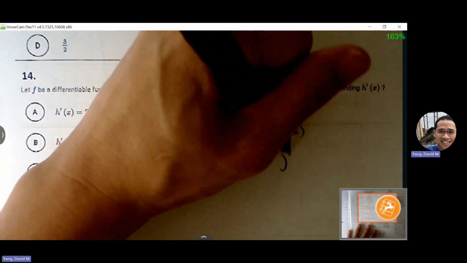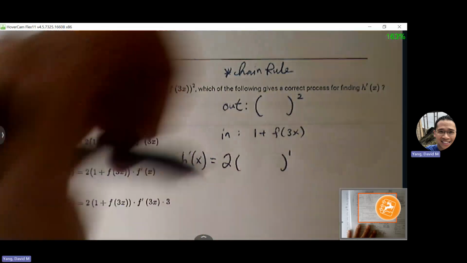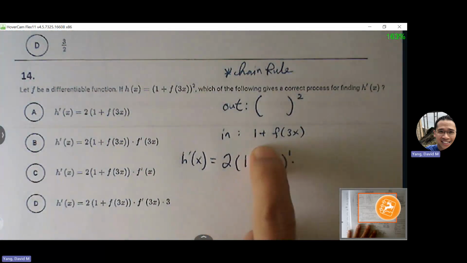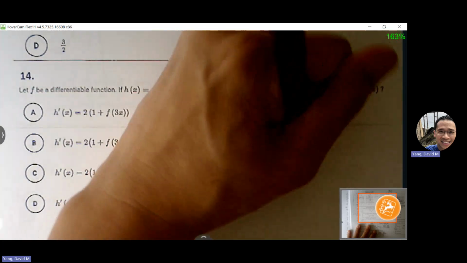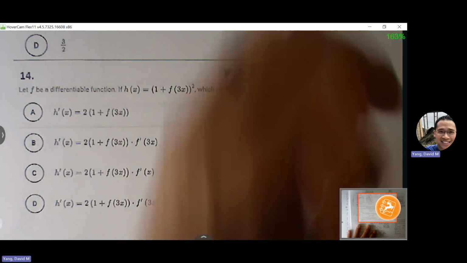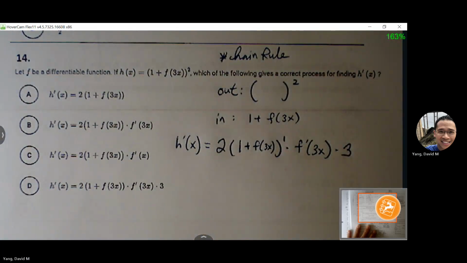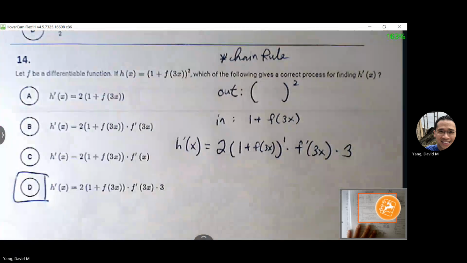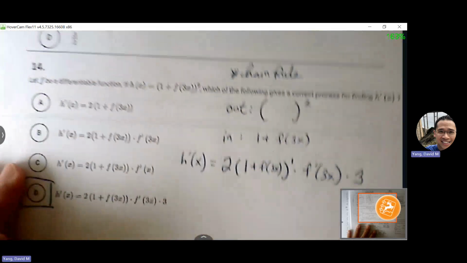2 parentheses to the first power. Replace, don't change anything with the original set of parentheses. So we're not ready for this derivative just yet. Times, now we're ready for the inside portion. 1 becomes 0. f of 3x becomes f prime of 3x. And then finally, the derivative for f of u is f prime of u times u prime. Answer choice D.